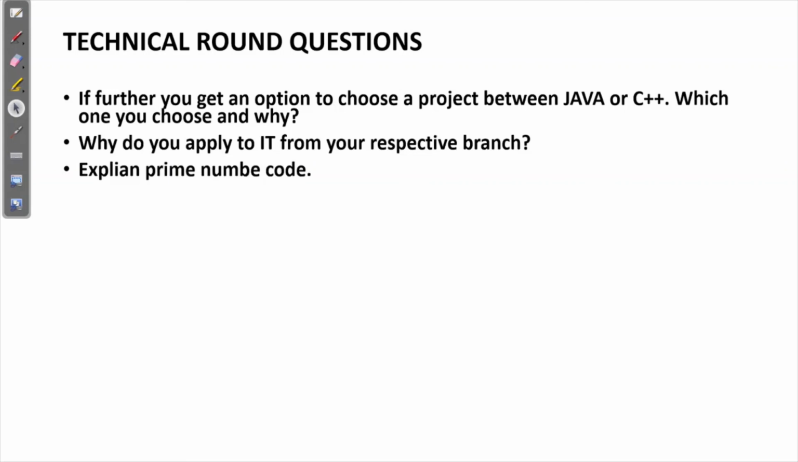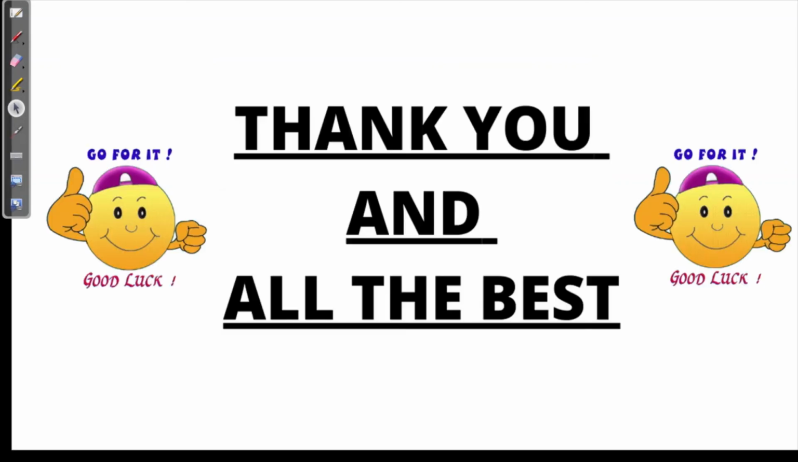There can be some coding questions also asked, like explain prime number code. You can search it on Google and answer this accordingly. Swap two numbers without using a third variable. So you can easily get the answer for this question, and you just have to write the code for them. Even if you don't know the complete code, you can write the pseudo code for it.